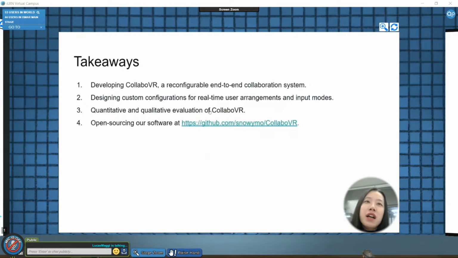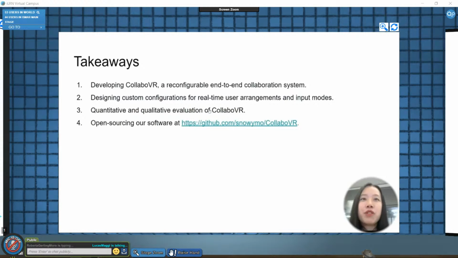First of all, we developed Collabo VR, a reconfigurable end-to-end collaboration system using a cloud-based computing architecture to support multi-user sketch, audio communication, and collaboration in 3D. Secondly, we designed custom configuration for real-time user arrangement and input modes inspired by real-world metaphors.